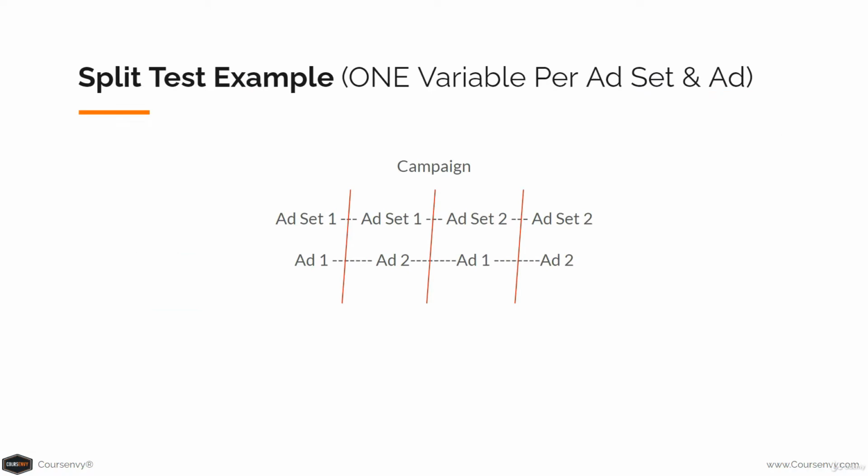One variable per ad set and ad. So ad set 1 is targeting cat, ad set 2 targeting dog. Say I wanted to test 2 ads right away, I could test that by setting up a total of 4 ad sets. So ad number 1, ad number 2, ad number 1, ad number 2.